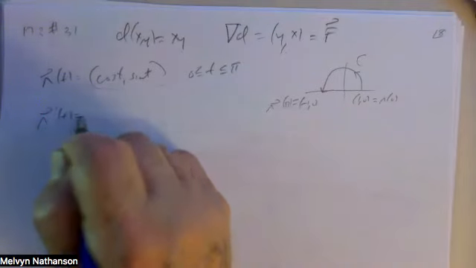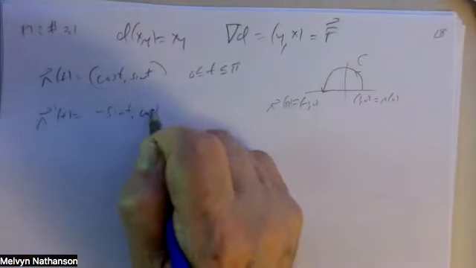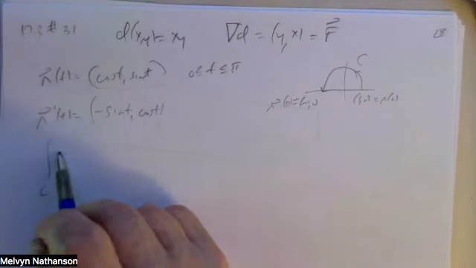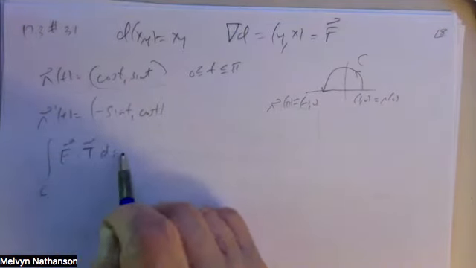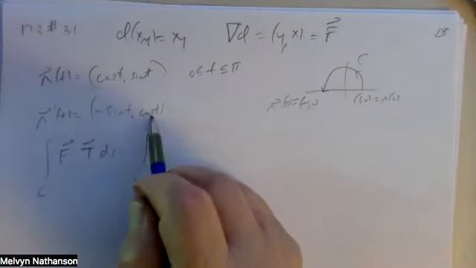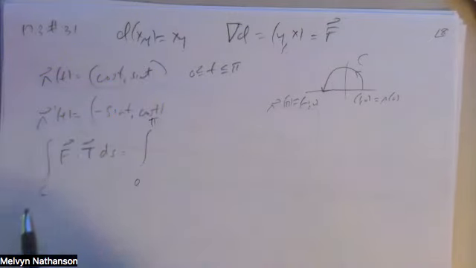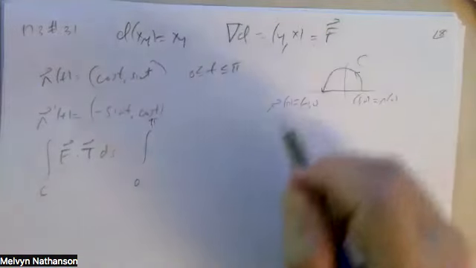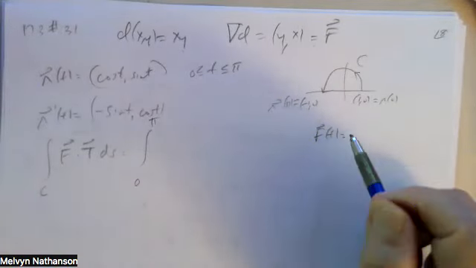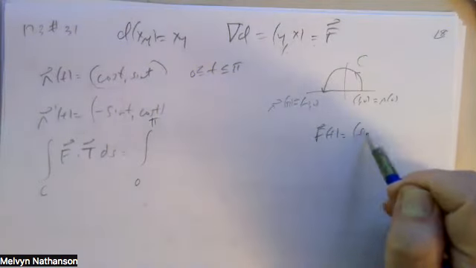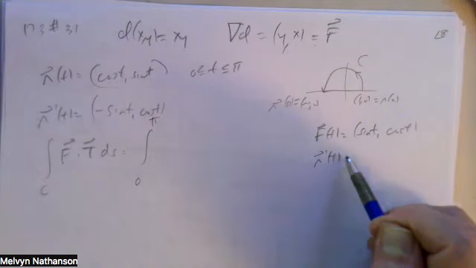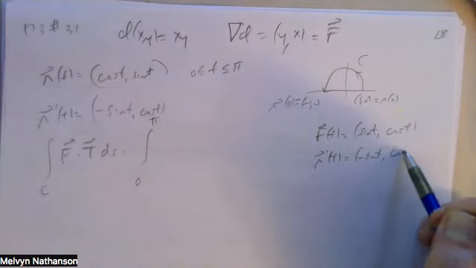And r prime of t is minus sine t, cosine t, which would look very similar to the last problem. So the integral around C of F dot T ds is the integral, t goes from 0 to pi, of F of x y. F is what? F is y comma x. So F of t: y is sine t, x is cosine t. r prime of t is minus sine t, cosine t.